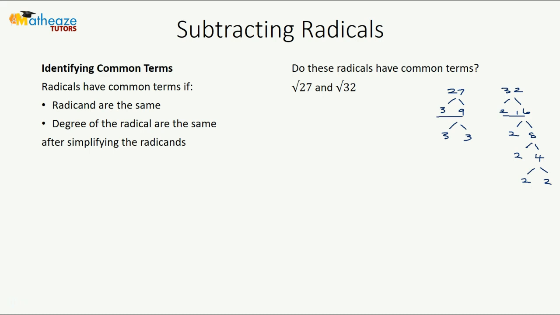So because we have a pair here, we're going to have 3 square root of 3, and here we have 2 pairs right here. So we multiply 2 here and then 2 here. It's going to give us 4 square root of 2. So here you can see that the radicals are different, so that means that these two do not have common terms.